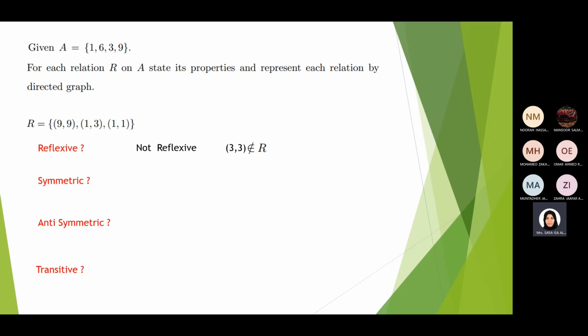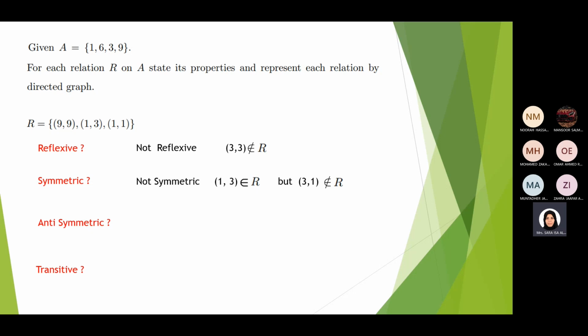One of the elements is not related to itself. Do you think that this is symmetric? What does it mean, symmetric? No, it's not symmetric. Why? Because 1, 3 is in R, but 3, 1 is not. Great. So symmetric means if A is related to B, then B must be related to A. And here we find that 1, 3 is in our relation, but 3, 1 is not there. So it is not symmetric.